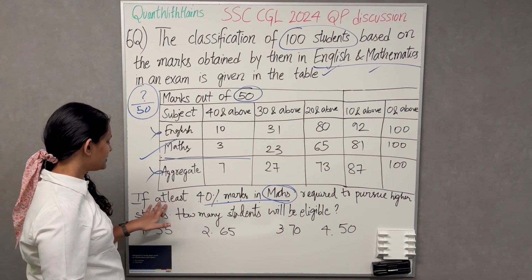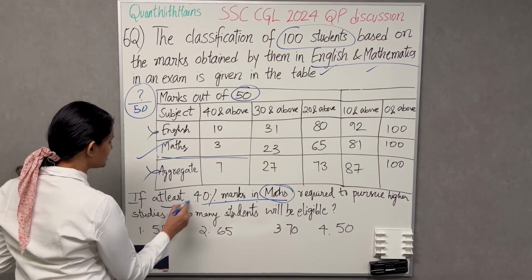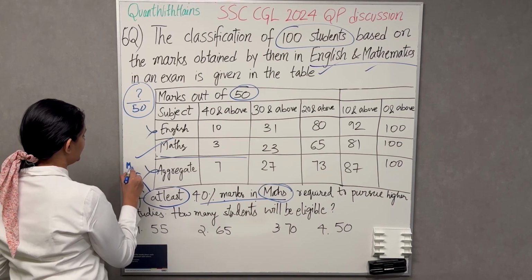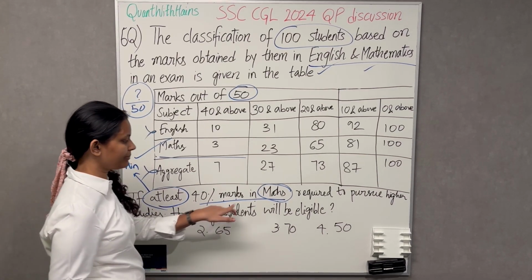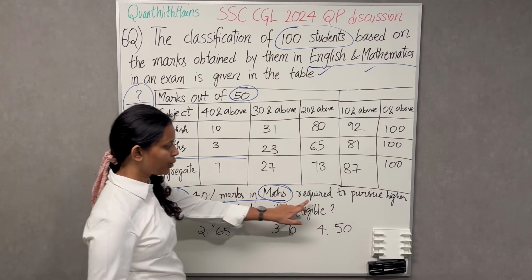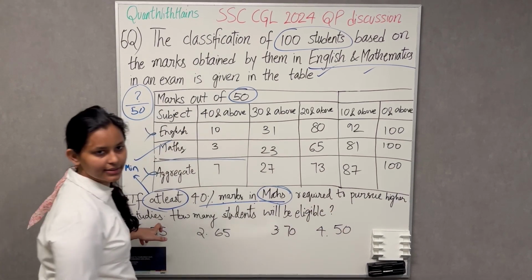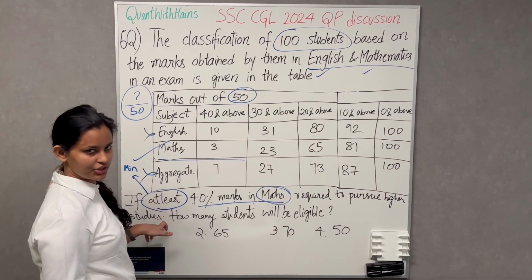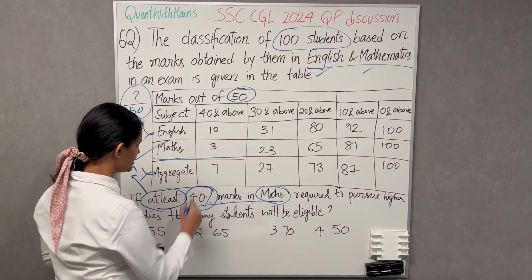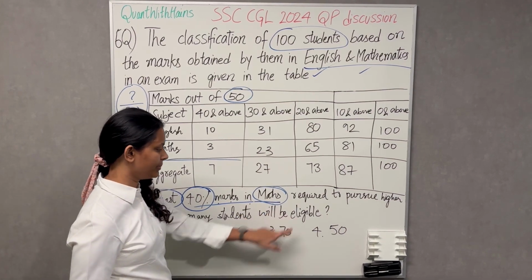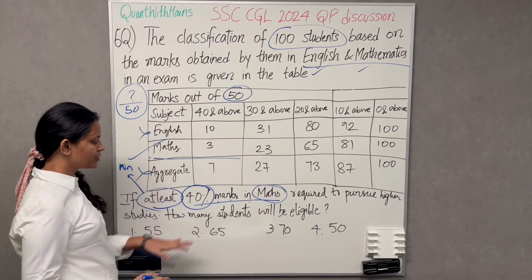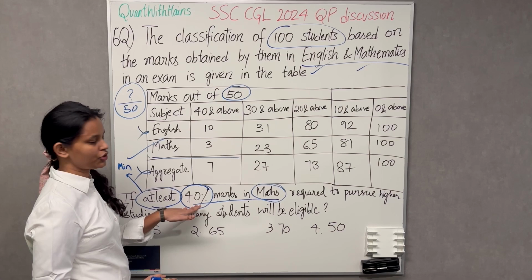So what is given means at least, that is, minimum marks. A minimum of 40% marks in mathematics is required to pursue higher studies. So this is the condition, 40%. So how many students will be eligible? How many students got a minimum of 40% marks?